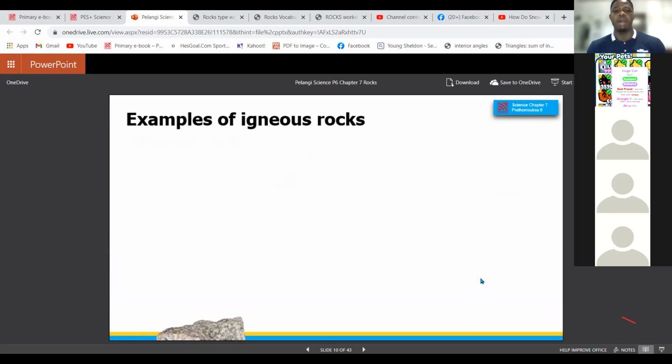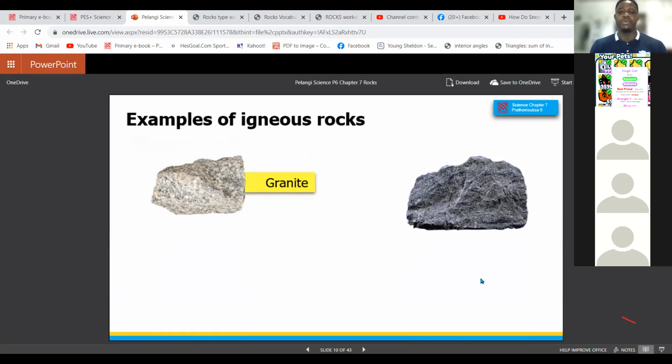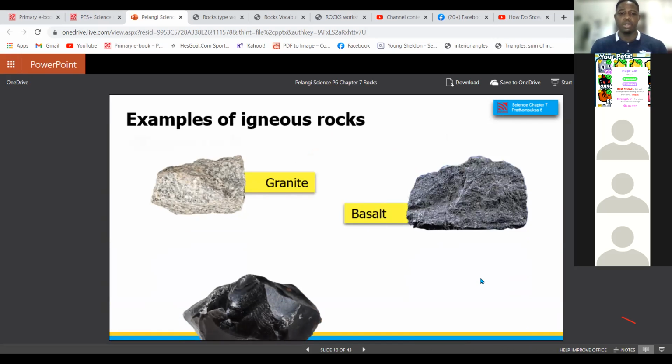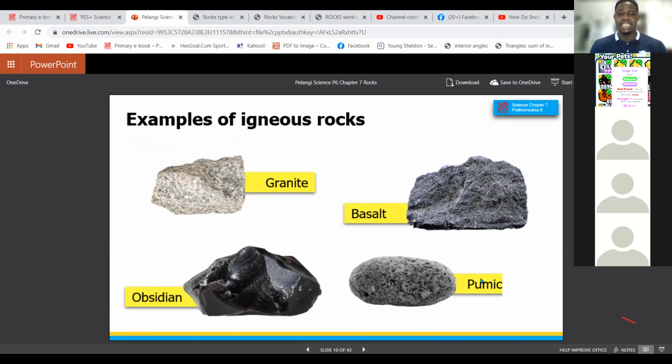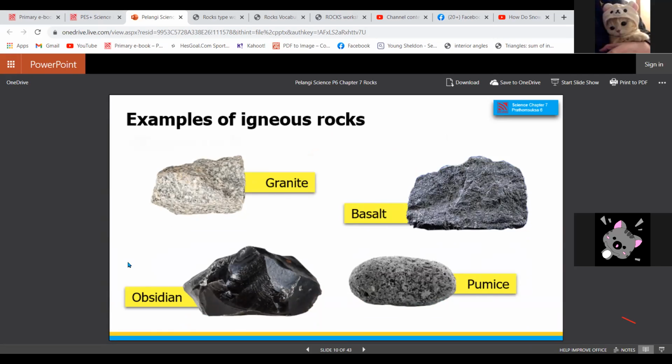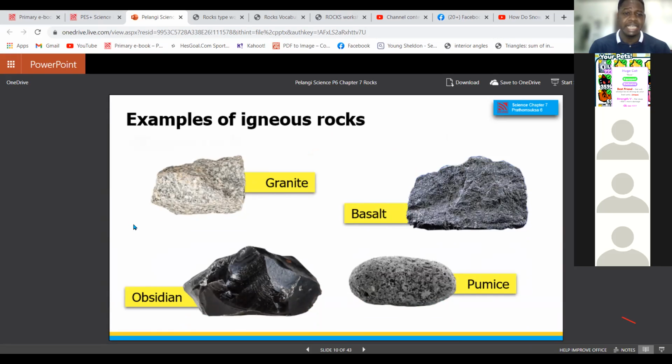Examples of igneous rocks. We have here the granite, the basalt, the obsidian, and the pumice. Okay, I'm sure you can see them from the video. All right. How is the obsidian made? What happens to the obsidian? How is it made?